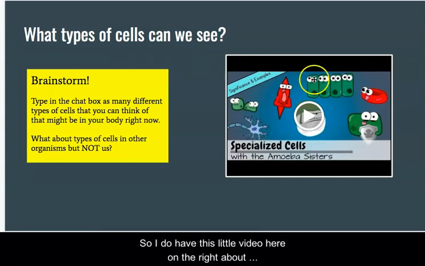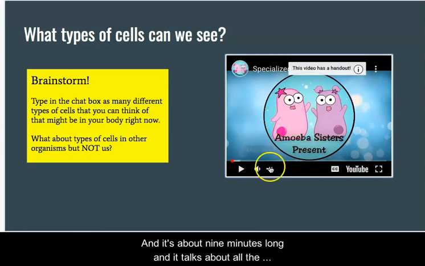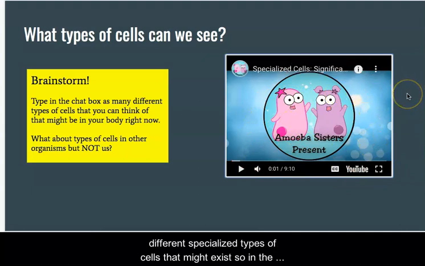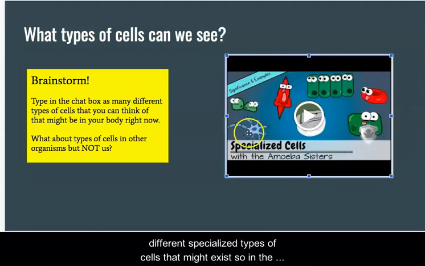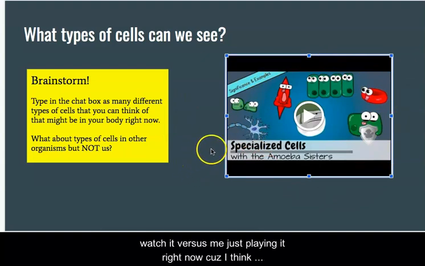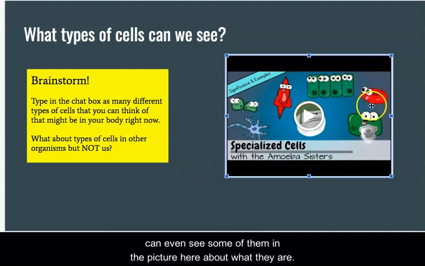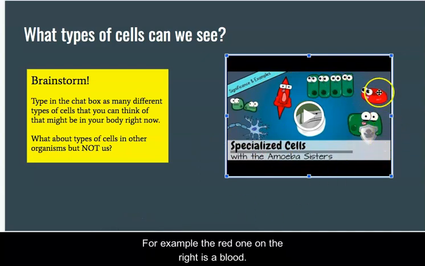Okay, so I do have this little video here on the right about specialized cells. It's about 9 minutes long, and it talks about all the different specialized types of cells that might exist. So in the slideshow, I want you to click on that and go ahead and watch it versus me just playing it right now, because I think it highlights a lot of those special types of cells. And you can even see some of them in the picture here. For example, the red one on the right is a blood cell.